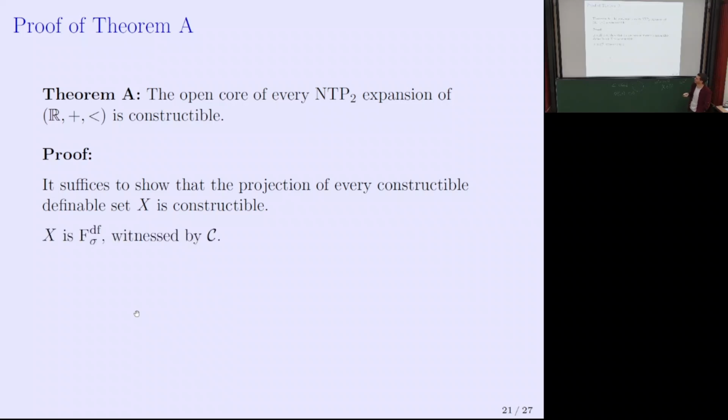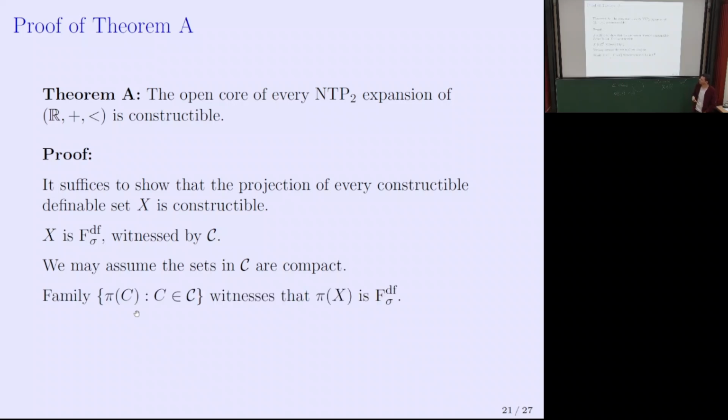So how do you do this? First, X is F sigma, witnessed by a family curly C. But because we're in the reals, we may assume that the sets in curly C are compact. This is the reason we need some notion of compactness. Because you intersect your closed sets with families of compact balls, and you can just make this assumption. But then the projection of a compact set is compact, so the family of projections witnesses that the projection of X is F sigma. And now you apply proposition C, and you get that the projection of X is constructible, and that's it.